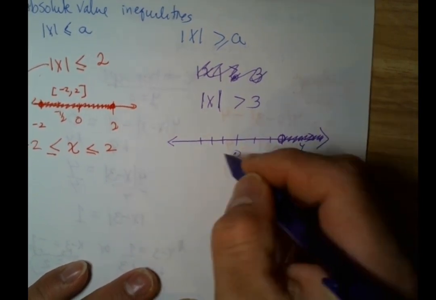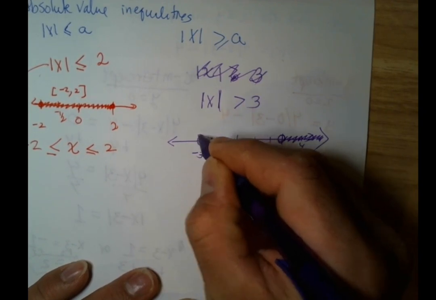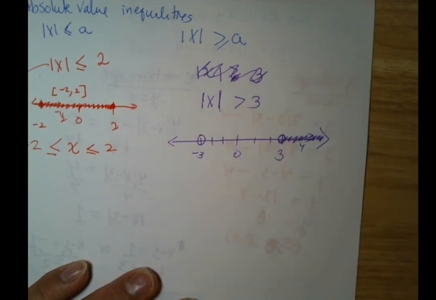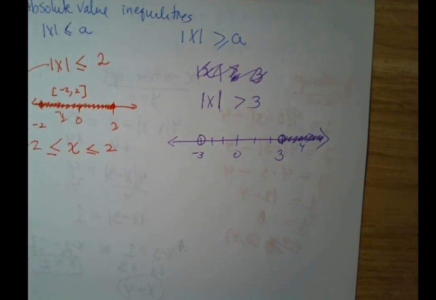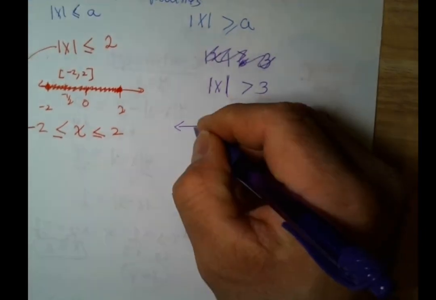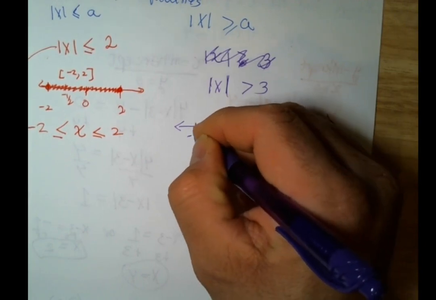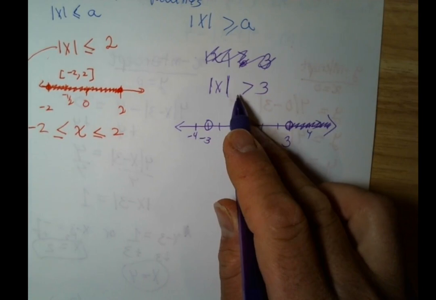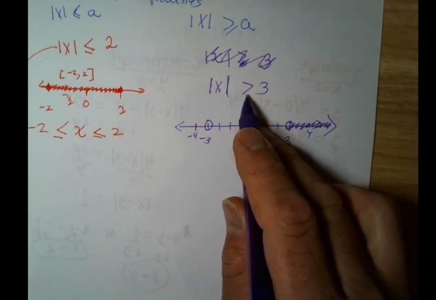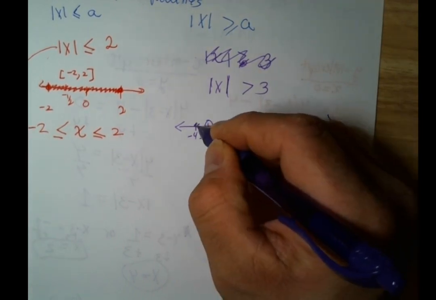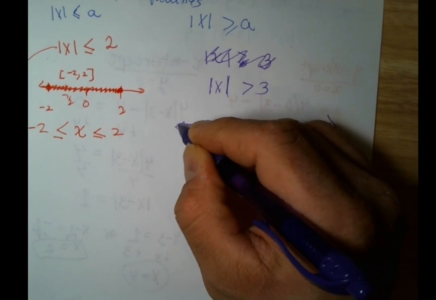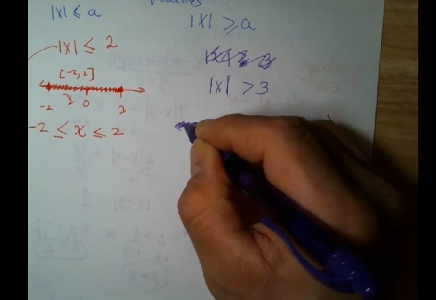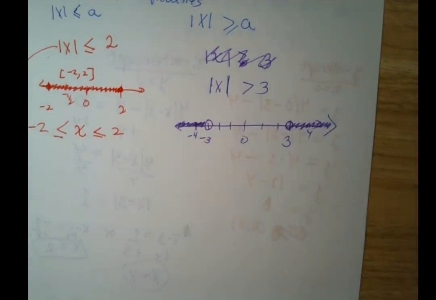But also on the other end, plug in -3: absolute value of -3 is 3. That doesn't work, because 3 is not greater than 3. But once we go past this on the left, like -4, absolute value of -4 is 4, and that is in fact greater than 3. So this value is included. And in fact, all of these values to the left of -3 will satisfy that inequality.